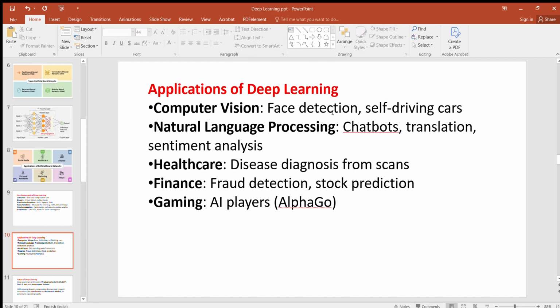Now, applications of deep learning. What are the applications of deep learning? You can see computer vision: face detection, self-driving cars. A computer vision problem means how a human is able to see. We humans see the world with the help of our eyes. Whatever the eyes are doing, those same problems can be considered computer vision problems.